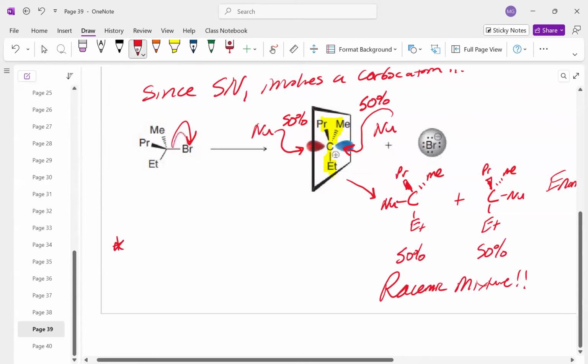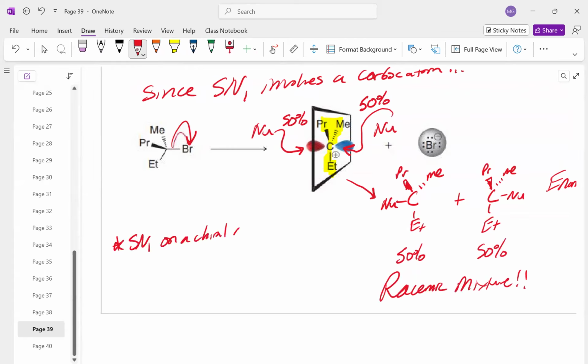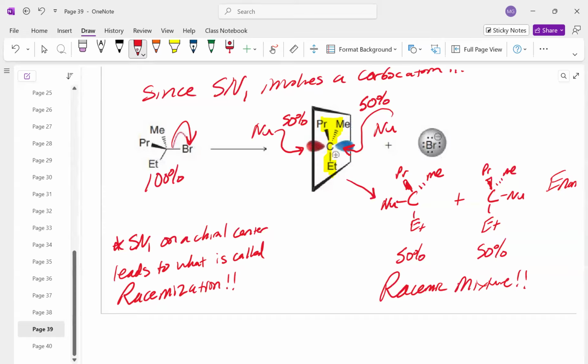So an SN1 reaction on a chiral center leads to what is called racemization. That's just a fancy term for saying it makes a racemic mixture. We're taking something that's enantiopure. This is 100% of one enantiomer, and we're creating a racemic mixture out of it.